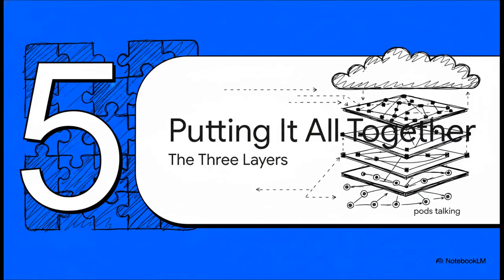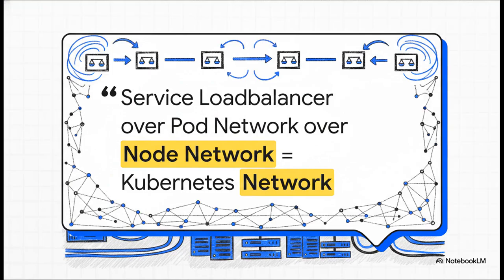Okay, so let's zoom out one last time and put all of these pieces together. We've seen how pods talk to each other, but that's really just one piece of the puzzle. Kubernetes networking is actually a system of layers, and each one is solving a different part of the problem. This quote right here is the perfect summary. At the very bottom, you've got the node network. That's the physical wires or cloud network connecting your machines. Laid on top of that is the pod network. That's the magic overlay we just talked about that gives us seamless pod-to-pod communication. And then on top of all of that is the service layer, which gives us a stable address and load balancing for our pods. Those three layers working together, that's the Kubernetes network.